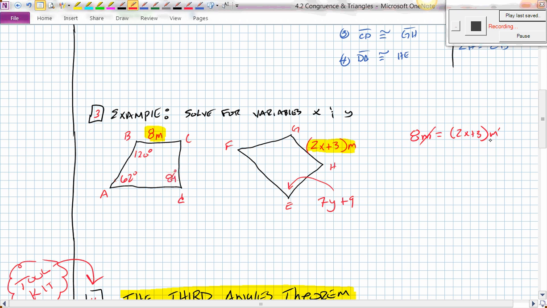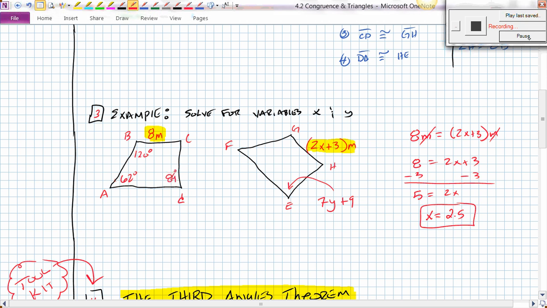And then using algebra, I can see the m's cancel out. So 8 is equal to 2x plus 3. Subtract 3 from both sides. I get 5 is equal to 2x. Therefore, x must be equal to 5 divided by 2, which is 2.5. There we go, so I figured out what x is. Now I can do the same thing to figure out what y is. I know that angle D here is congruent to angle E, so 89 must be equal to 7y plus 9. Therefore, 80 is equal to 7y, divided by 7 on both sides. y must be 80 over 7. You can leave it in fraction form if you want to.